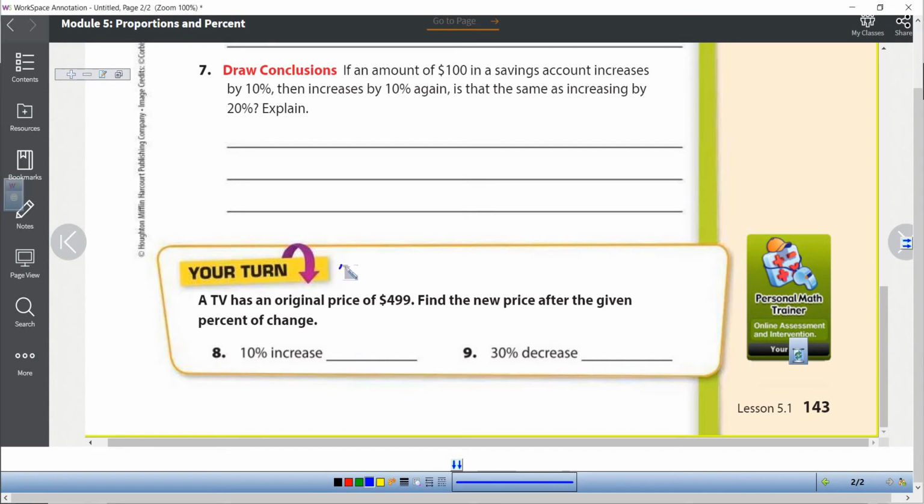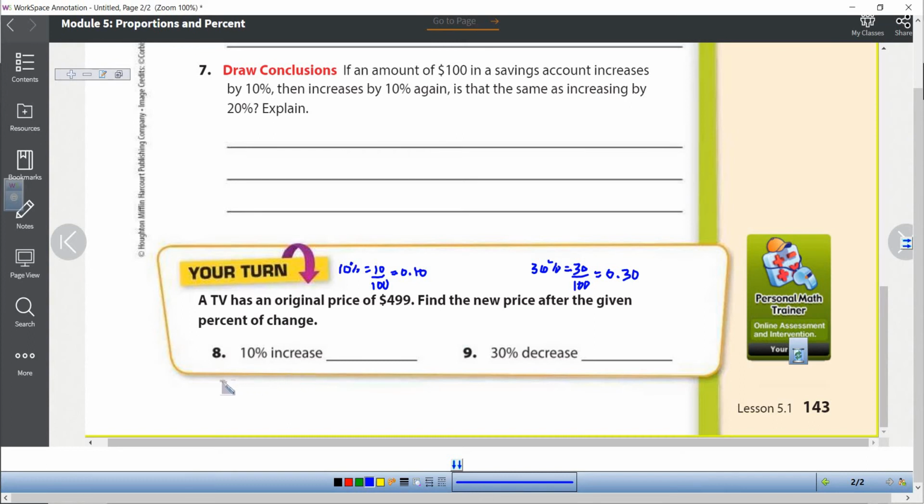Just a reminder that 10% is 10 over 100 or 0.10. This is something that we're supposed to remember from a previous lesson. 30% is 30 over 100 or 0.30. If you do not remember how to change percentages to decimals or fractions, then you might want to go back and re-watch, or watch for the first time if you haven't, the lesson which talked about converting between percentages, fractions, and decimals.